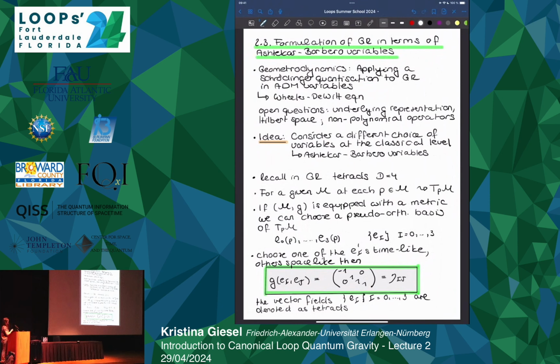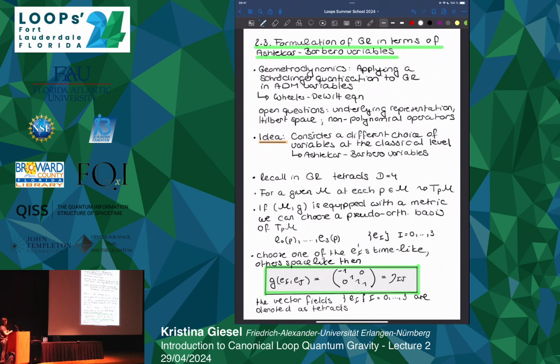So if you quantize in ADM variables, you get the so-called Wheeler-DeWitt equation, which describes the dynamics in this setup. But it's problematic in this sense that the underlying Hilbert space is not rigorously known, and therefore the idea was to change the set of classical variables and then obtain a quantum theory where you can write down explicitly how it looks. And the idea is to introduce so-called tetrads in GR.